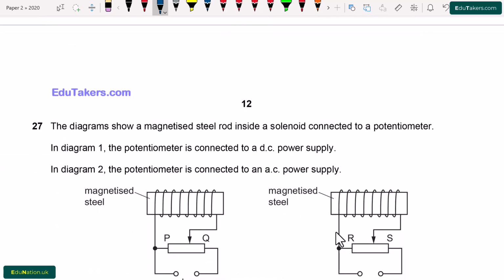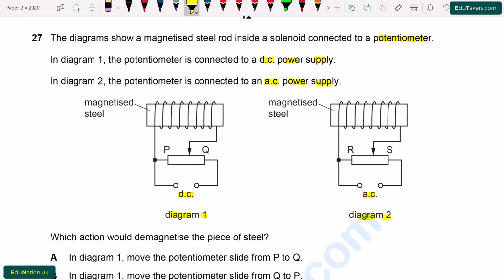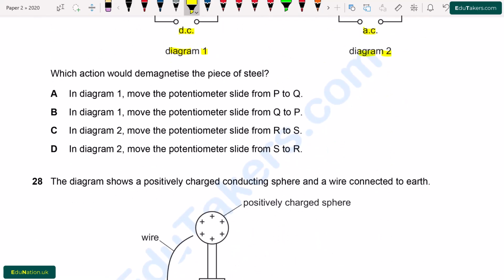Question number 27. The diagram shows a magnetized steel rod inside a solenoid connected to a potentiometer. In diagram 1, the potentiometer is connected to a DC power supply. In diagram 2, the potentiometer is connected to an AC power supply. So first of all, here are two diagrams 1 and 2. Here is the DC power supply in diagram 1, while the AC power supply in diagram 2. Which action would demagnetize the piece of steel?